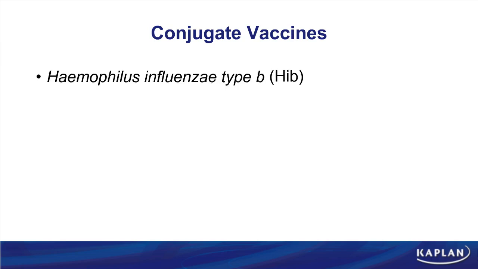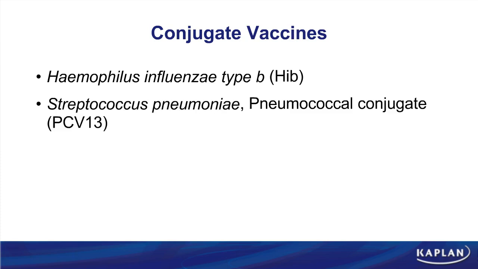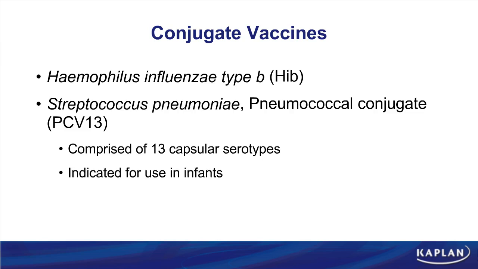The first vaccine that actually made the transition from a sheer polysaccharide vaccine to a conjugate vaccine was the Hib vaccine. And in the next slide, I'm going to show you essentially how those work. But that was the first one. But currently, of course, we have a few more of these conjugate vaccines. We have the pediatric pneumococcal vaccine, which is comprised of 13 different capsular serotypes, again, most often associated with invasion and indicated for use in infants.